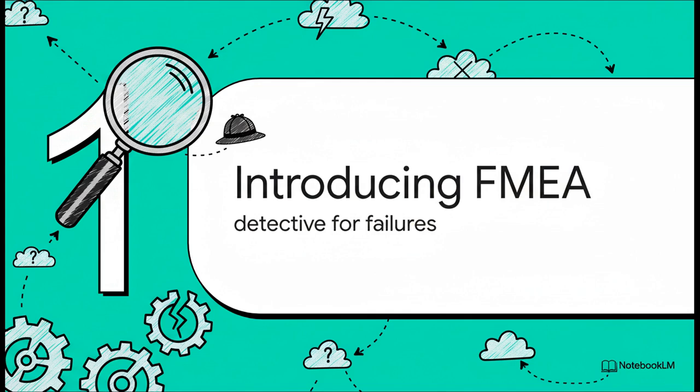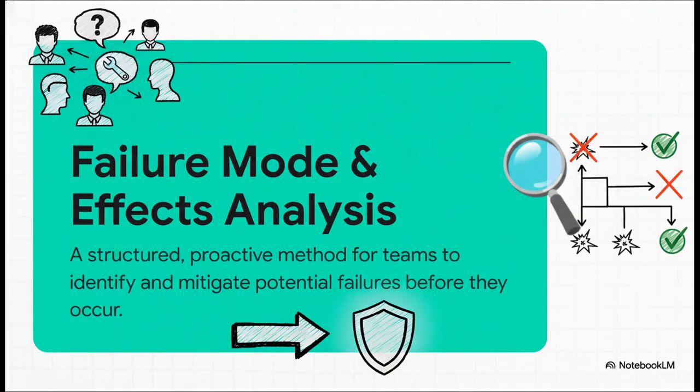Okay, so what is this FMEA thing, really? Honestly, the best way to think about it is like being a detective for failures that haven't even happened yet. At its heart, FMEA is a structured, team-based approach, and that word right there, proactive, that's the key. This isn't about figuring out what went wrong after the fact. It's about getting a whole team of people, engineers, designers, technicians, into a room to brainstorm every single thing that could go wrong, and then making a plan to stop it from happening in the first place.